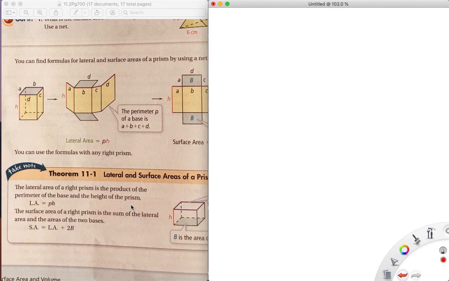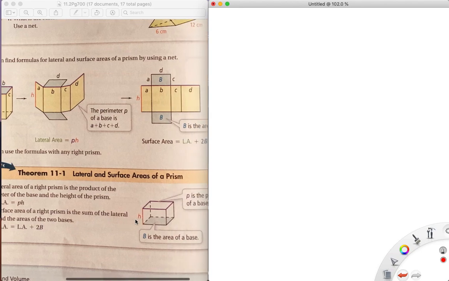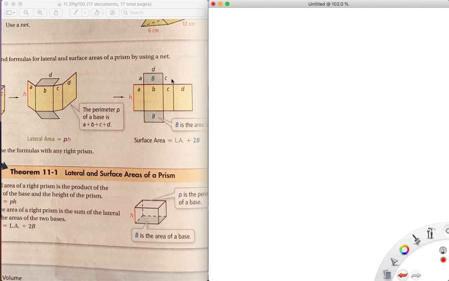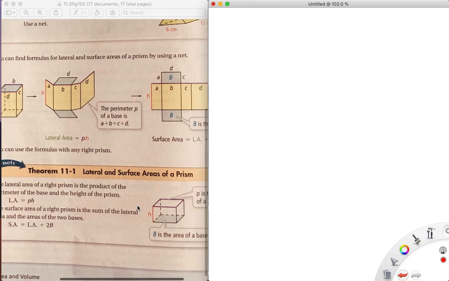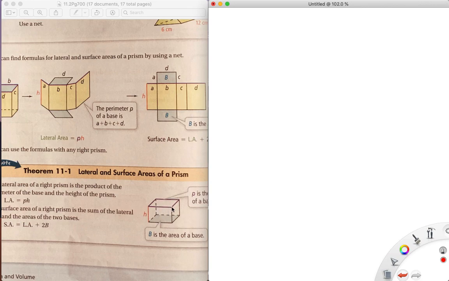Lateral area is the perimeter of the base times the height, and if I want to get the surface area, that's the lateral area plus the area of both the bases. So area, just to remind you, is something that's measured in 2 dimensions, so your units are going to be squared. What you're doing basically is you're getting the area of all the faces and you're adding them up together, and that gives you the surface area. The lateral area is the area of all the faces that are not the 2 bases, and you're adding those together, and we call that the lateral area.